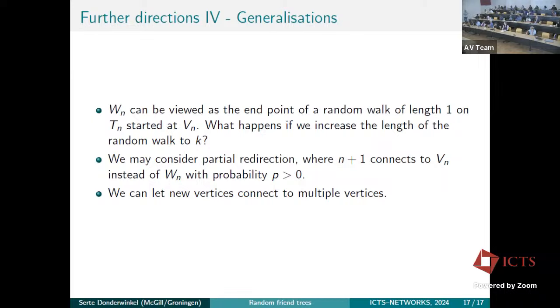So what's the order of the number of hops? The idea? No, I don't know. No, sorry. No.